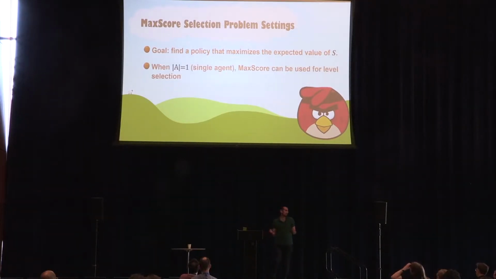And if you look at our formulation, we can even use the max score problem when we have a single agent. In this case, it won't be an algorithm selection. It would be a level selection. So we can use our methods in order to improve the level selection for a single agent and not only for algorithm selection, which is a nice feature.